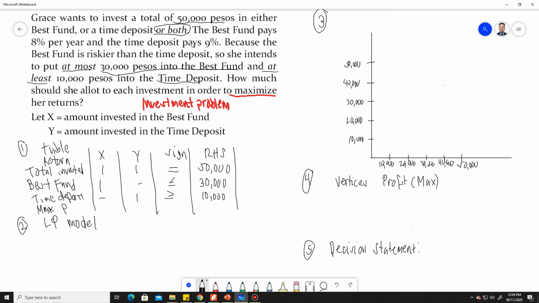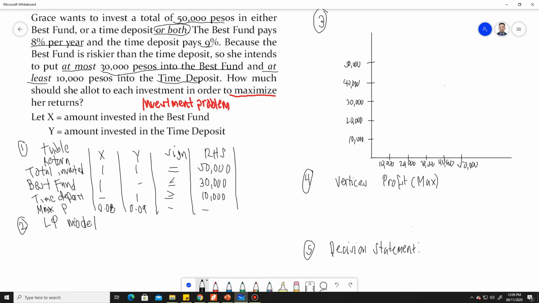Sabi dito, no, mababasa nyo naman, the best fund pays 8% per year. So, imbis na monetary, meron tayong ginagamit dito na in percent. So, yun yung gagamitin natin. So, 8% to decimal number, 8 divided by 100, we have 0.08. And then, sa time deposit, yung 9% convert to decimal number, that is 0.09. So 9 divided by 100.